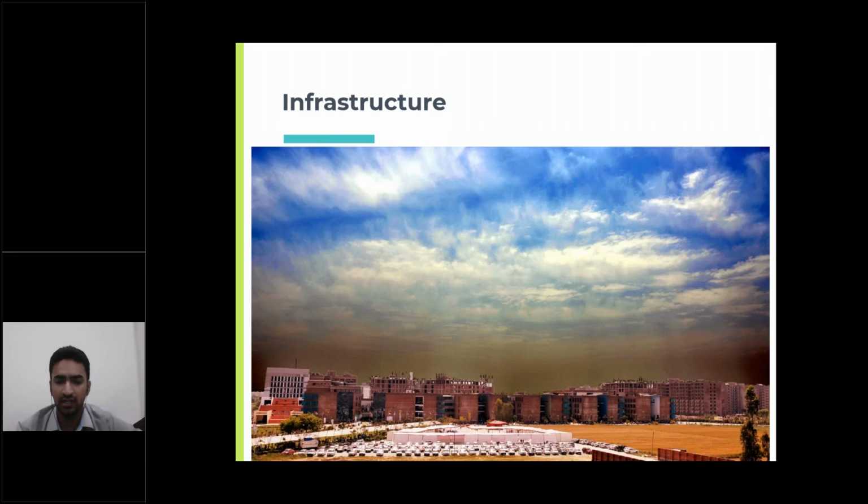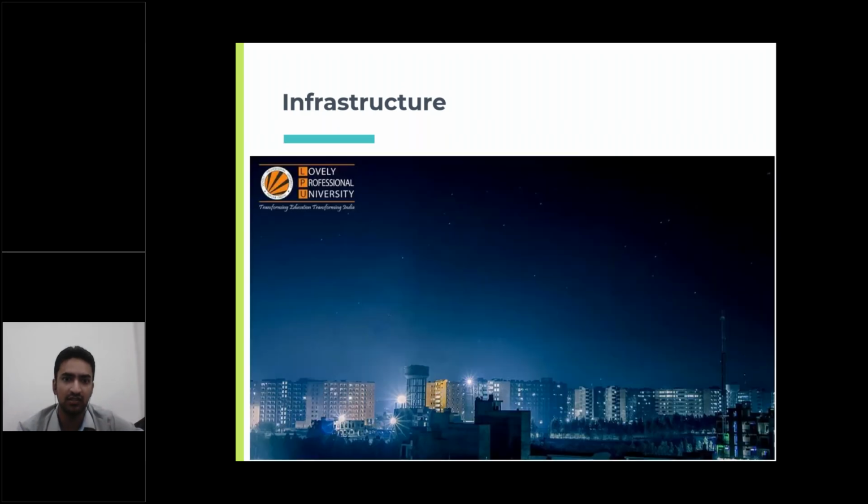Let me show you the evening view of the campus. You can see there are various academic blocks. There is the open auditorium present over there, and this is a night view of the campus.